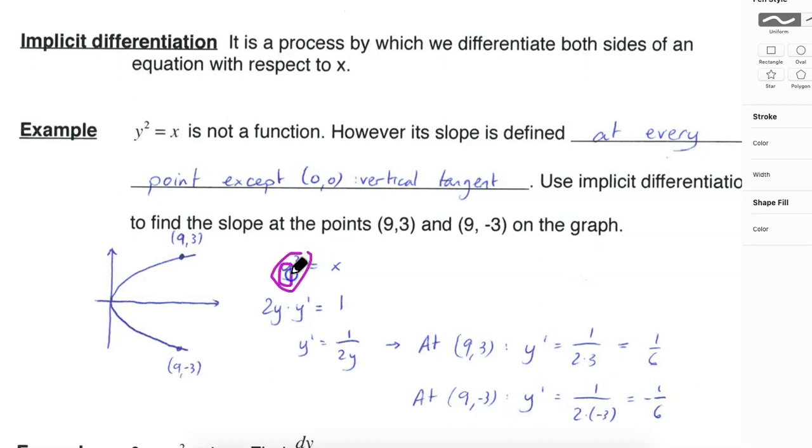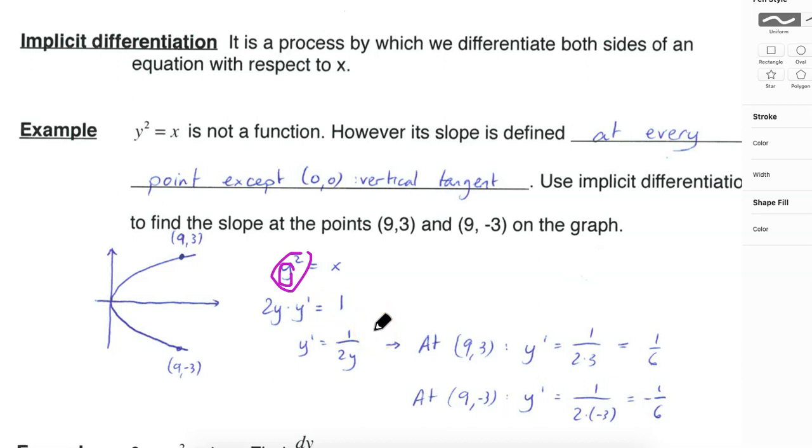So first we'll take care of the square, which is why this becomes 2y, and then we multiply by the derivative of the inside. And we don't know what it is. What is the derivative of y? We don't know, so we just write it as y prime. From here, all is good. We can solve for y prime, and we get that y prime is equal to 1 over 2y.